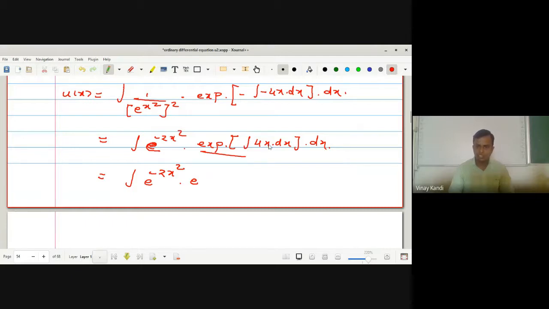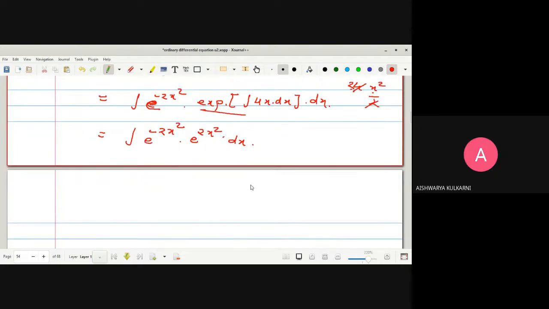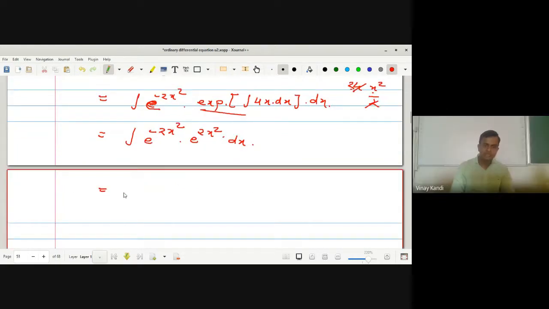What is the integration of 4x? 4 common, this is x square upon 2, so 2 2 is 4, 2x square. e raised to x square, 2x square into dx, which is equal to integration of 1 dx, which is equal to x.